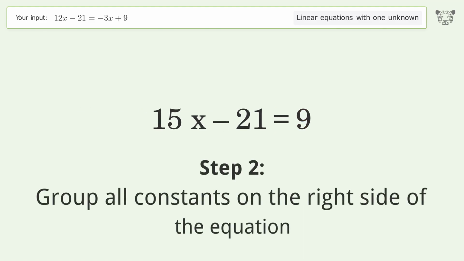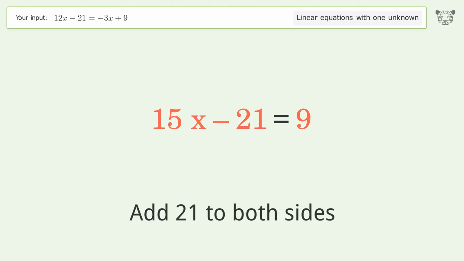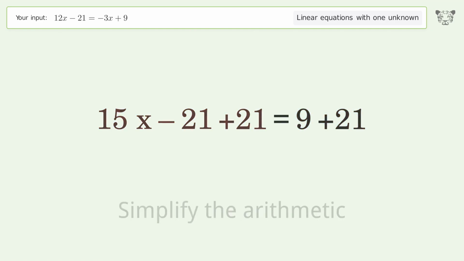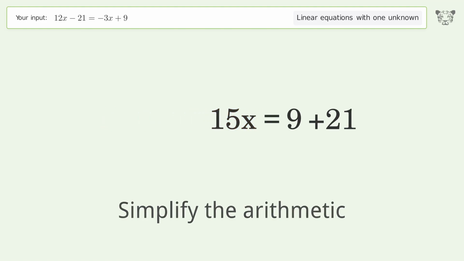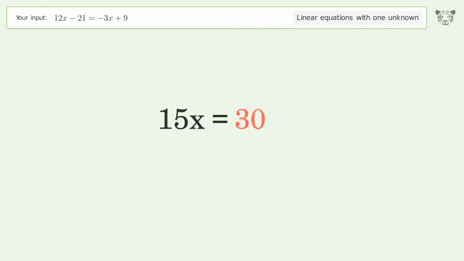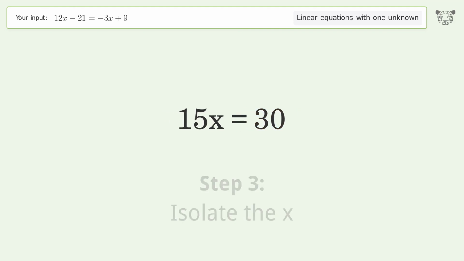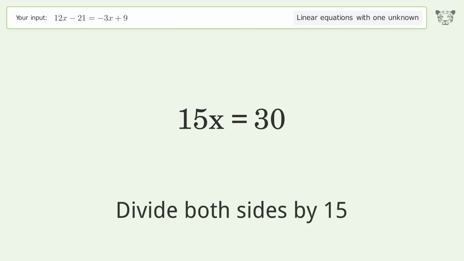Group all constants on the right side of the equation. Add 21 to both sides. Simplify the arithmetic. Isolate the x. Divide both sides by 15.